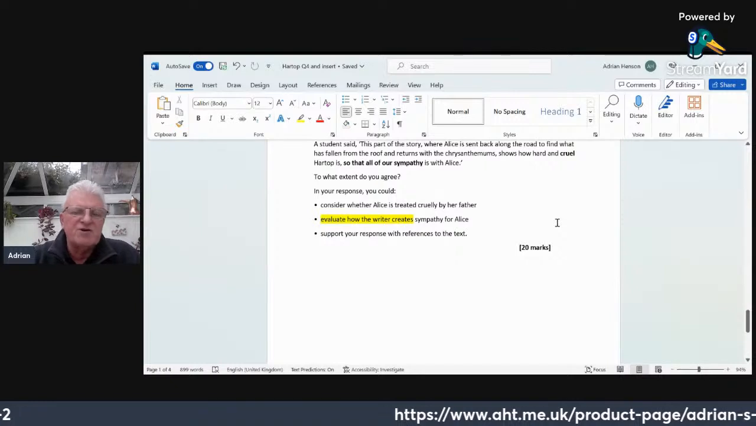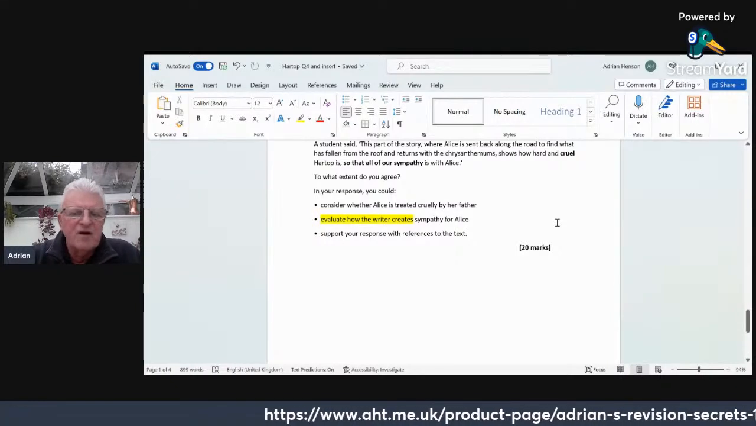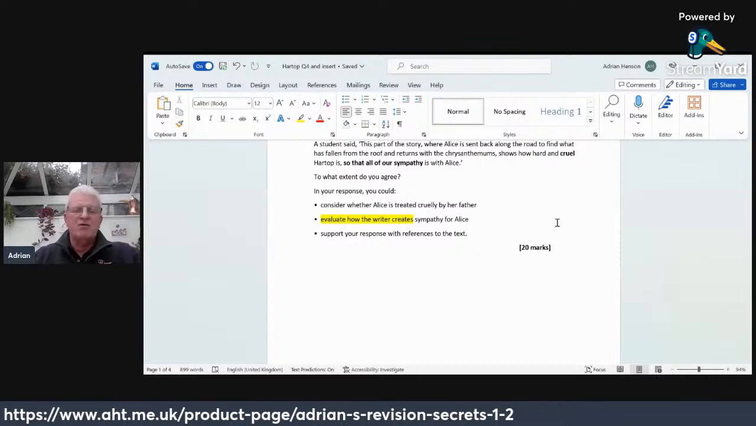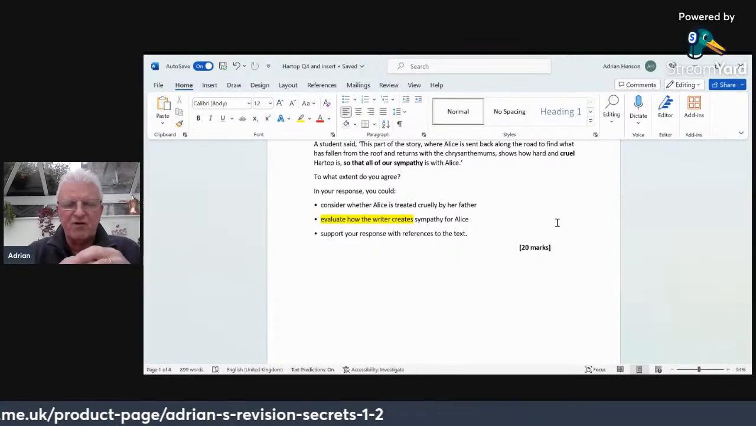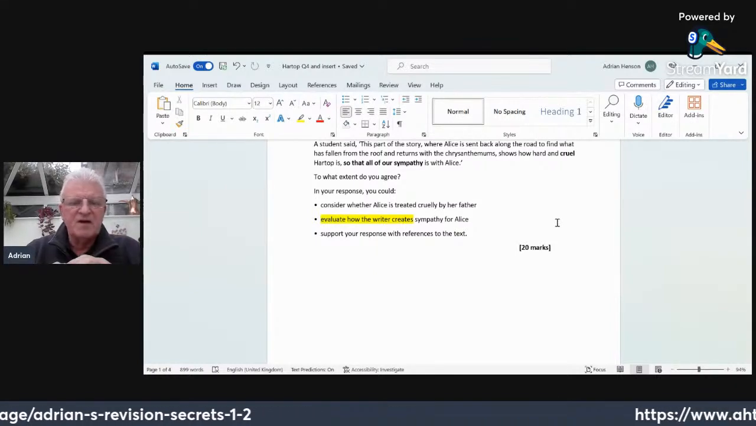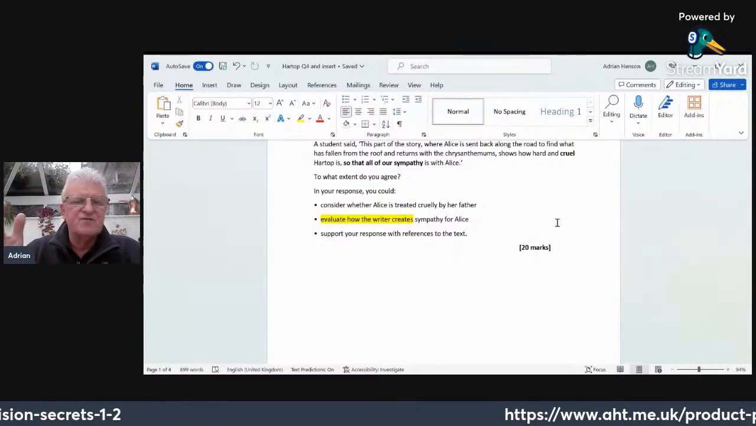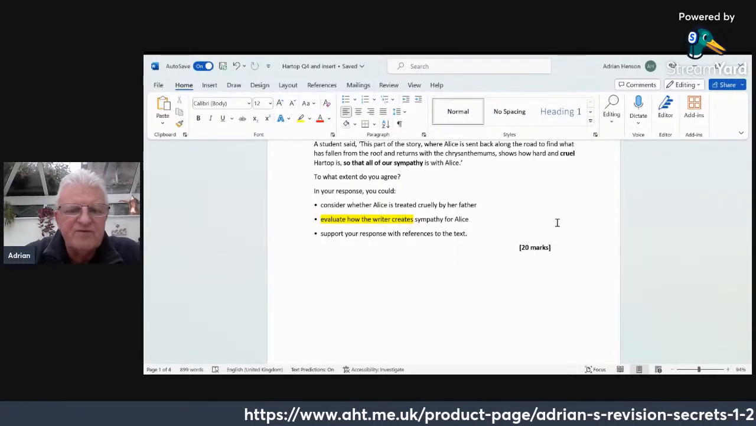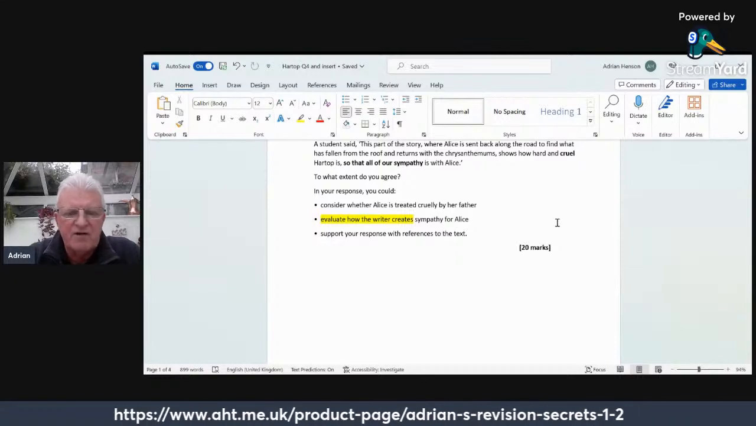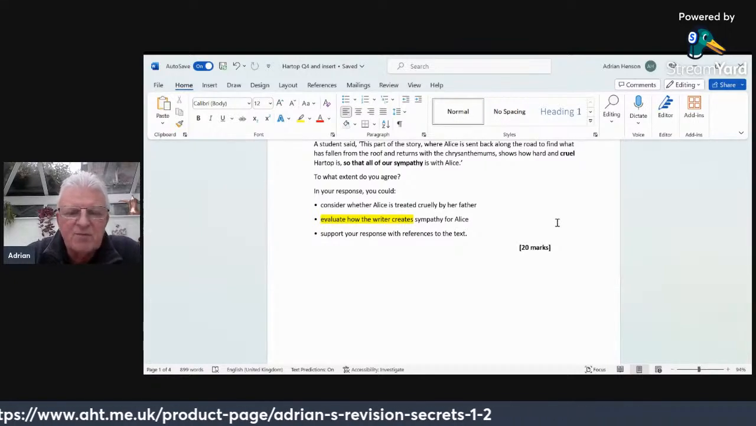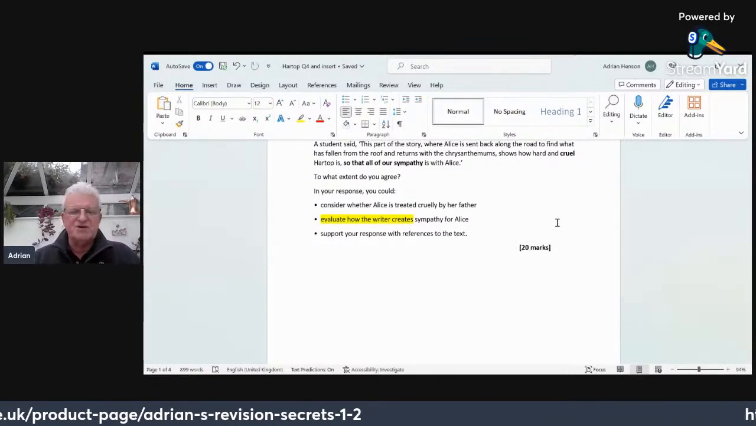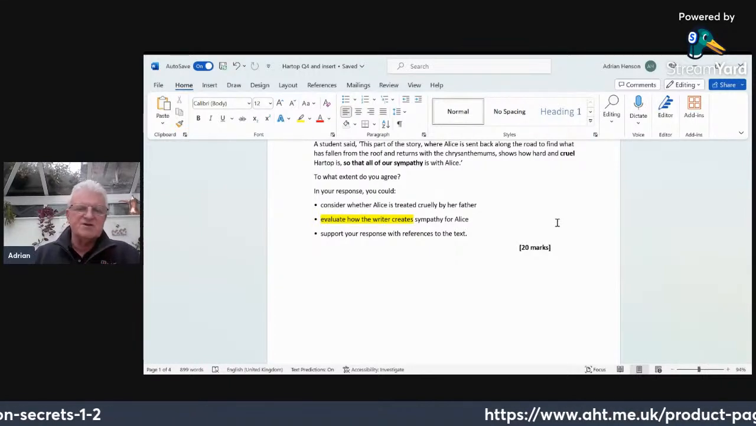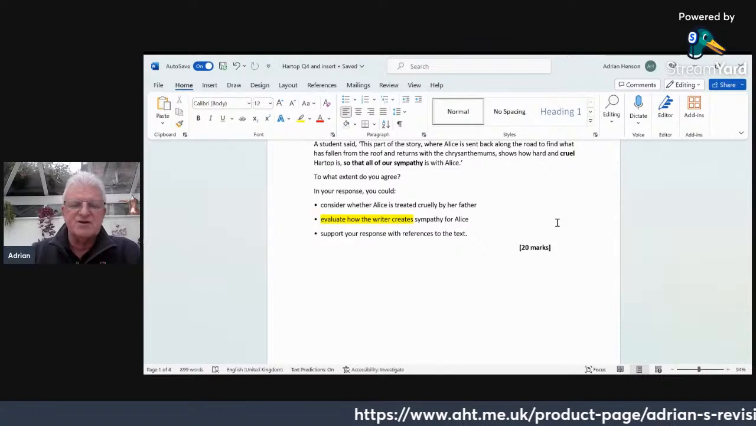I would probably focus on the elements of the bit about cruelty by her father. I'd probably do 3 different paragraphs focusing on a different example for each of those, and then I would look at the sympathy for Alice as an extra paragraph, and talk about that in a bit more detail, showing that actually the statement is quite balanced in this view.